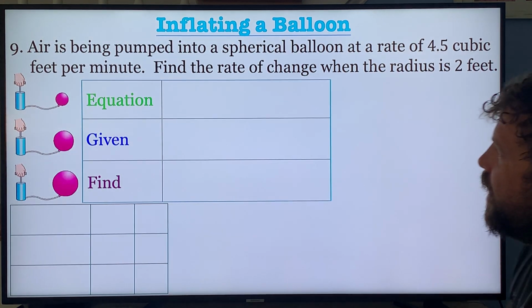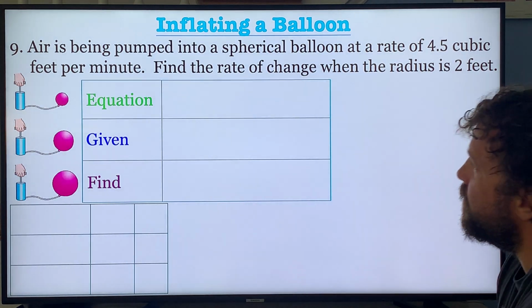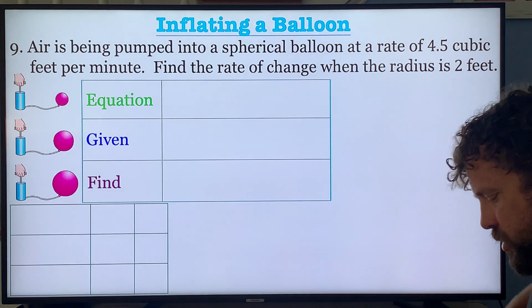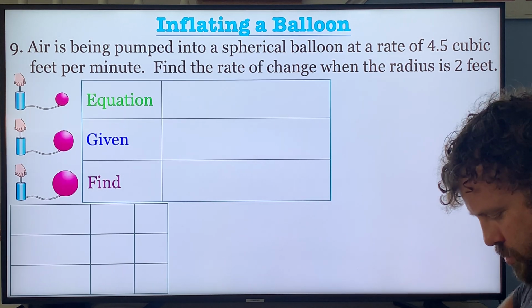We're almost halfway there. Air is being pumped into a spherical balloon at the rate of 4.5 cubic feet per minute. Find the rate of change when the radius is 2 feet. So how do we do this? Anyone?